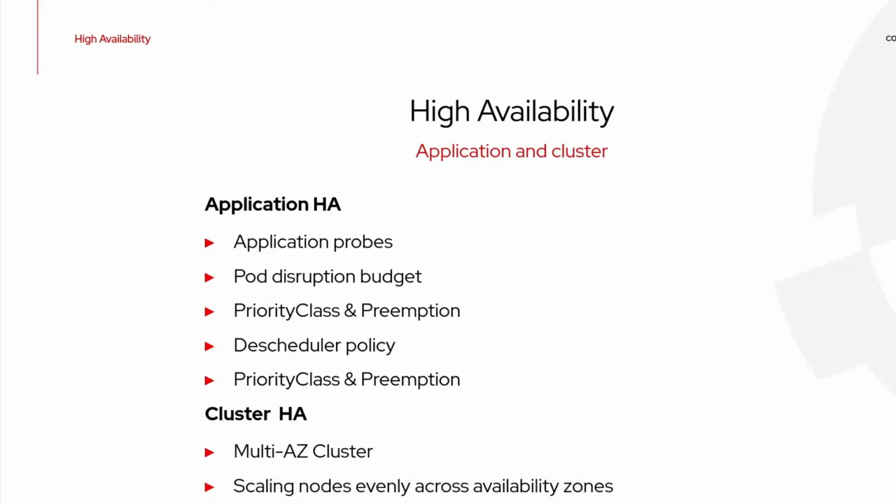When we talk about high availability, it's important to consider cluster high availability along with application high availability. Though we will be focusing on application high availability today, when deploying ROSA, ARO, OSD clusters, always ensure the clusters are deployed in multiple availability zones. Also, when you scale the cluster nodes, ensure to scale the nodes evenly across availability zones.